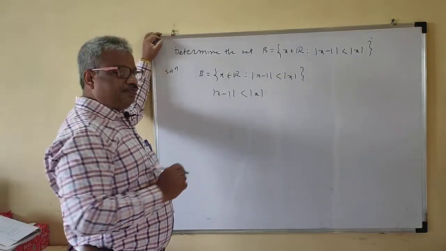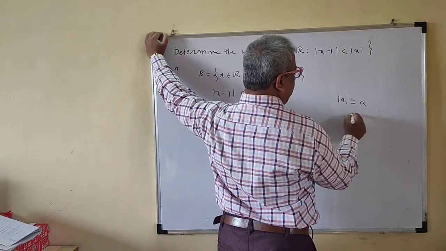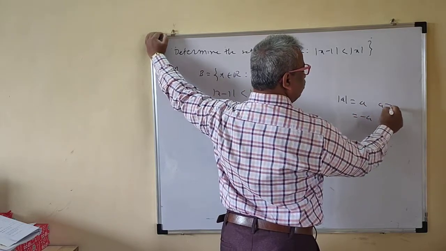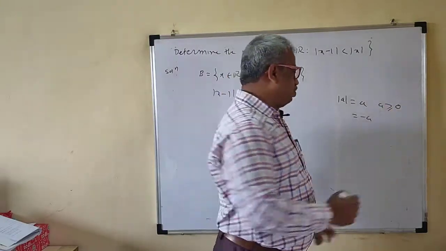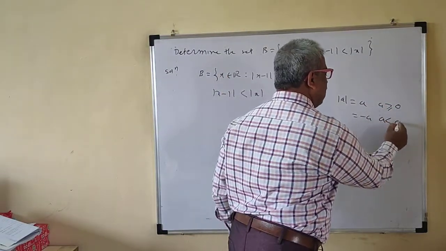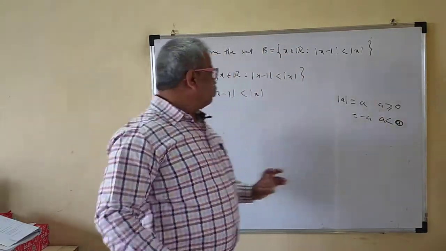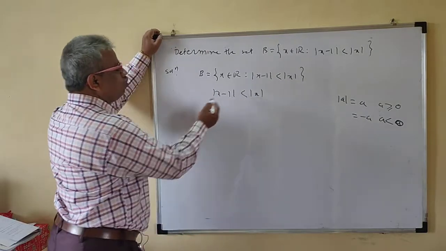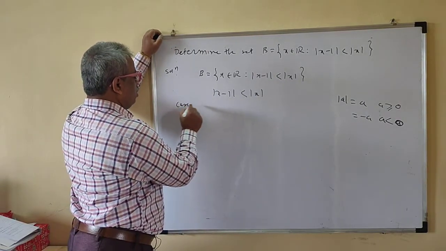Now see here. You know that mod of A is equal to A if A is greater than or equal to 0, and minus A if A is less than 0, that is, if A is negative. So here there are two cases. Case 1.